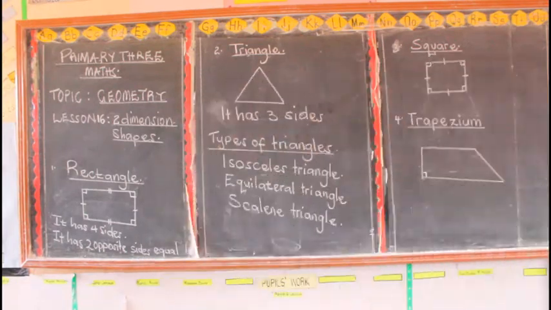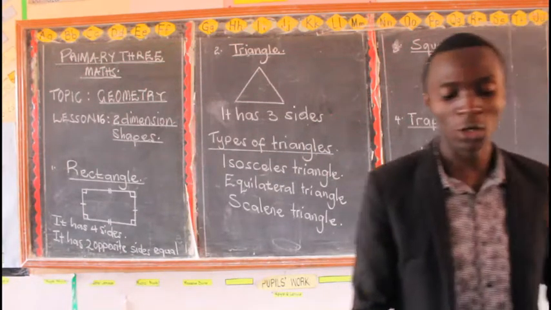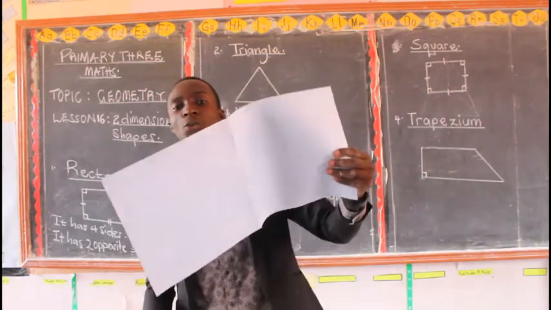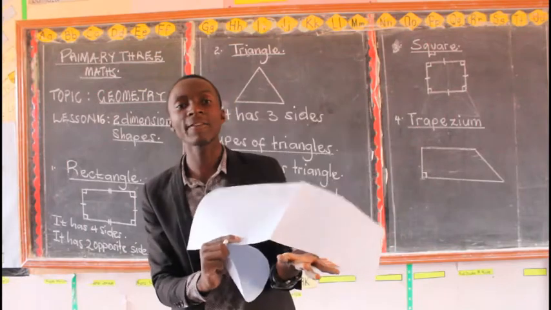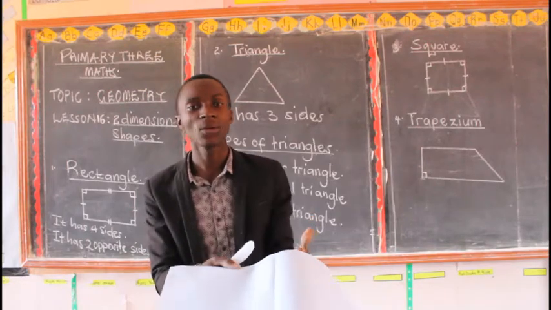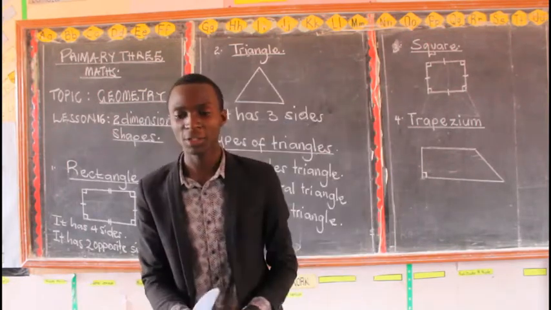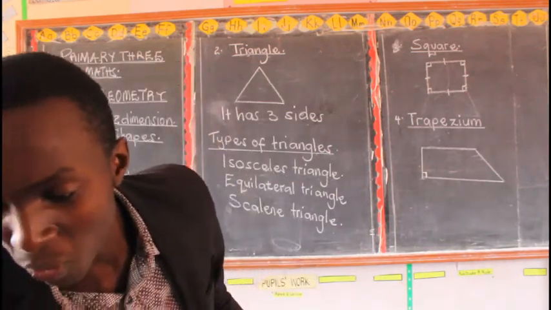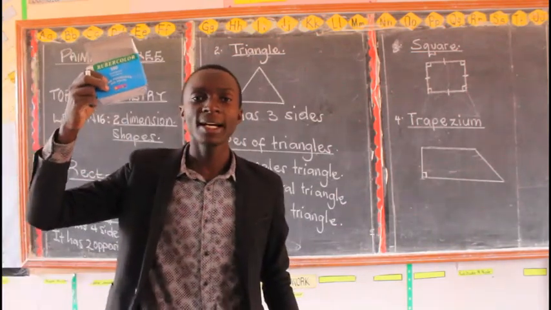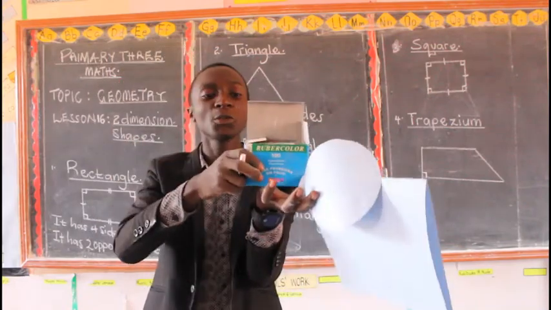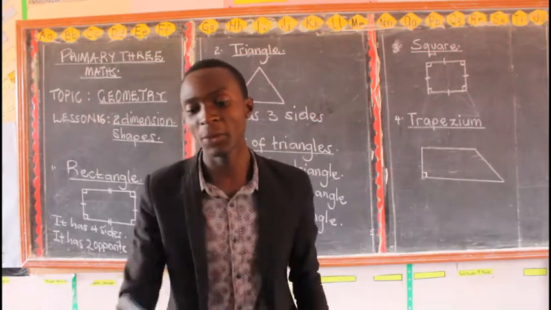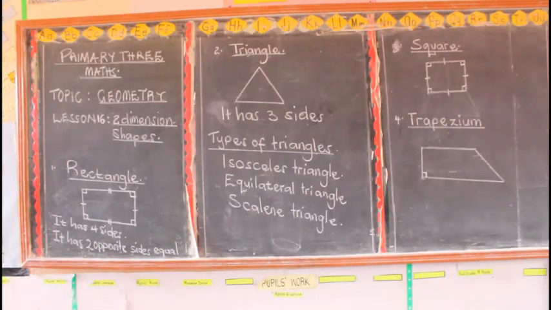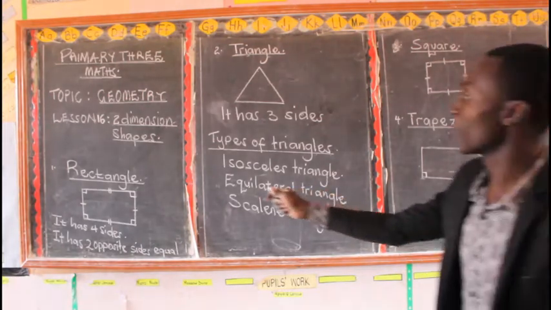I can give you another example. I do have here what we call a rectangle. This is my rectangle. When you put it on the surface, it will just fall down. That is why it is two-dimension. An example of three-dimension, as I told you earlier, is this cuboid. When you put it somewhere, it will sit down properly and firmly. So that's a three-dimension.